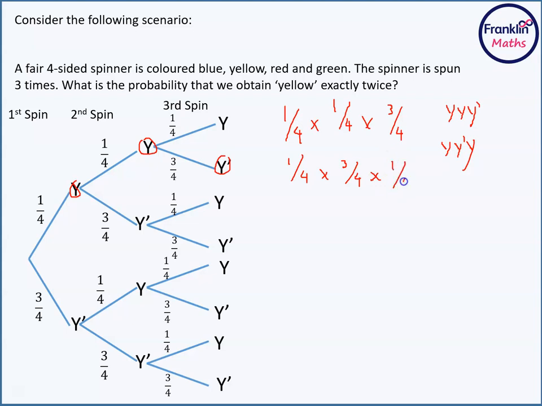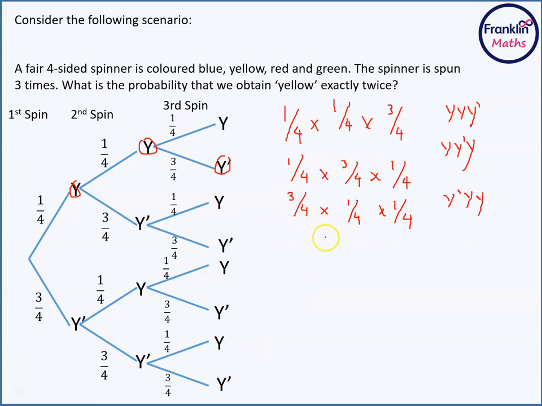I know lots of you are really good with this, but don't worry about it. I'm just going to explain the formula very quickly. And then the last one is going to be, handwriting's going all over the place, not yellow, yellow, yellow. So it's going to be 3/4 times a quarter times a quarter. Now, what do you notice about these? Yes, they're all the same. You've got the commutative property of multiplication there.